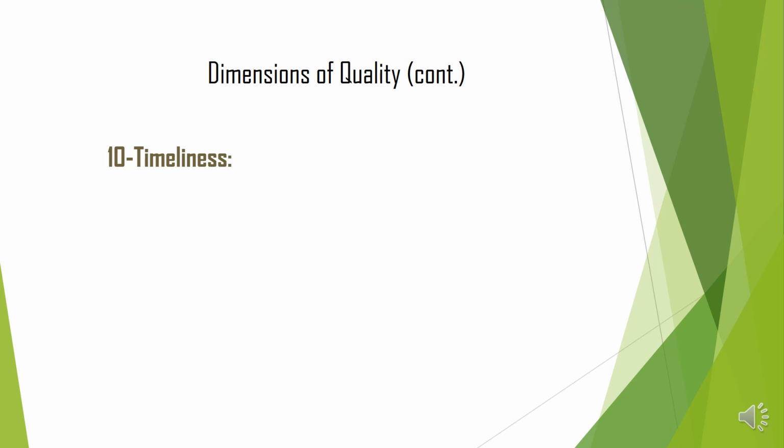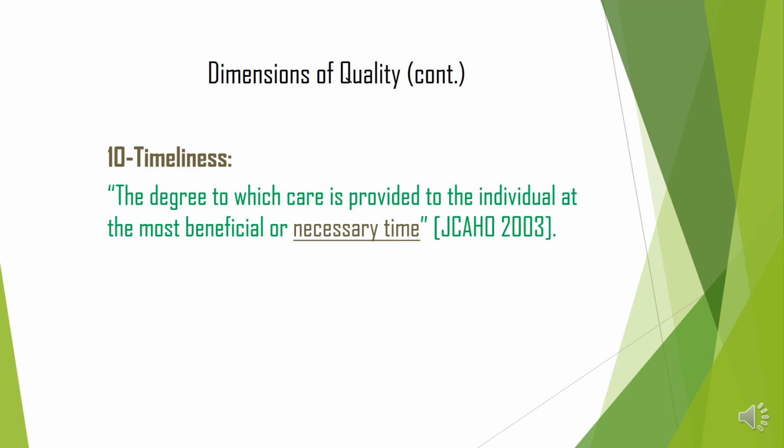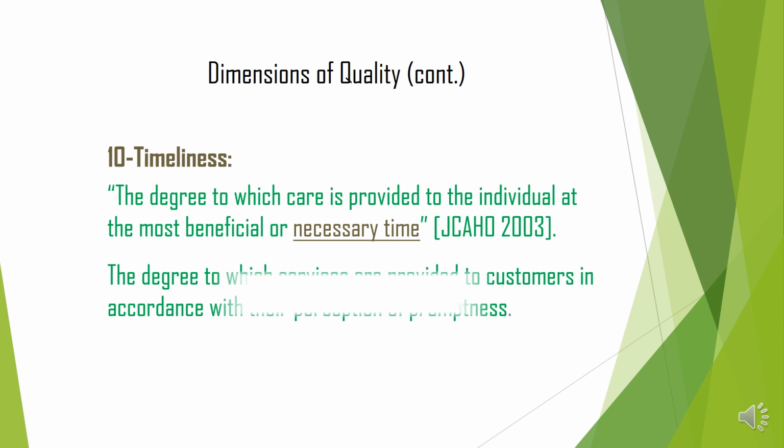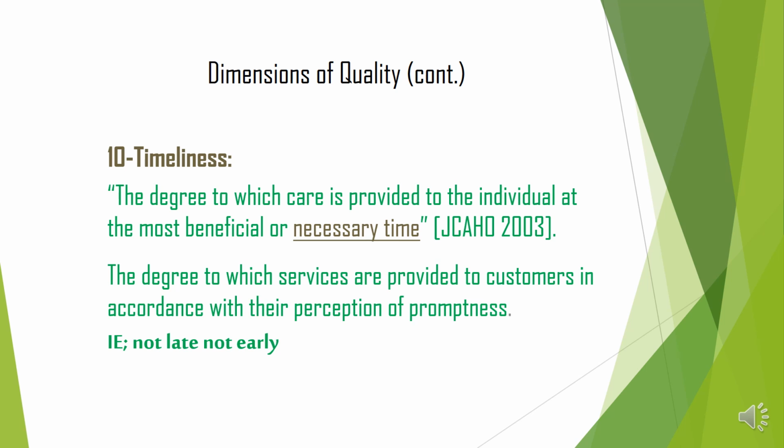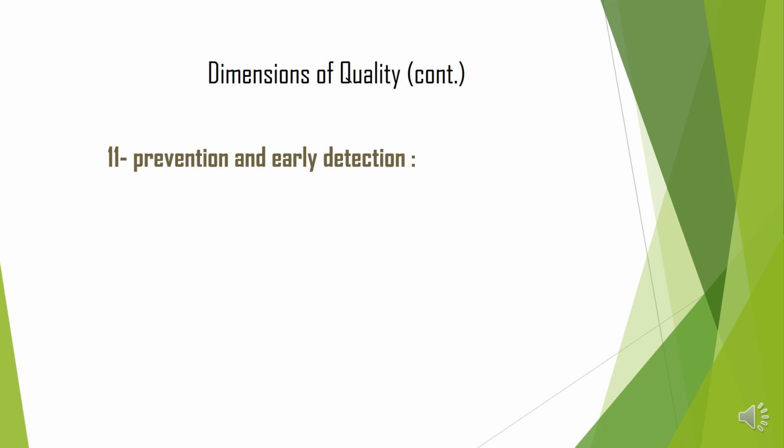Number 10 is time length. Time length means the degree to which the care is provided to an individual at the most beneficial time, at the good time, at the necessary time. There is no delay, there is no early introduction of the services. Again, it's the degree to which services are provided to customers in accordance with the perception of promptness. So there is no late, no early, no premature services, no delayed services. So that time, it's timeliness.